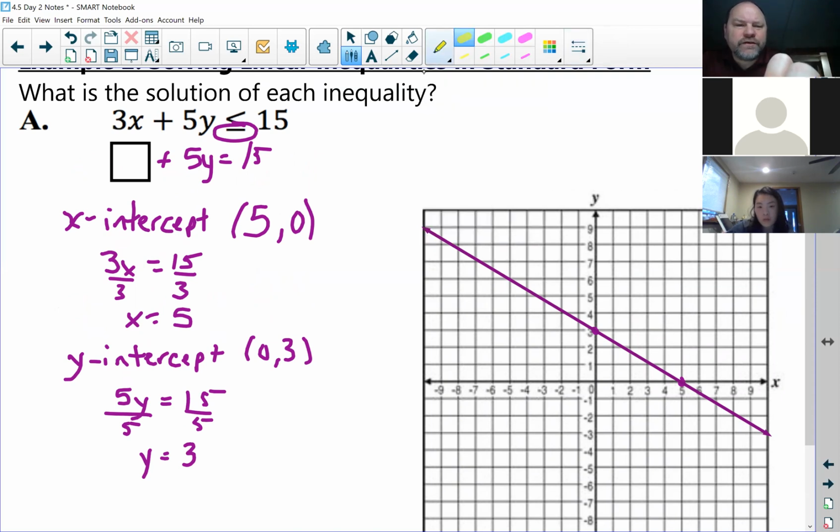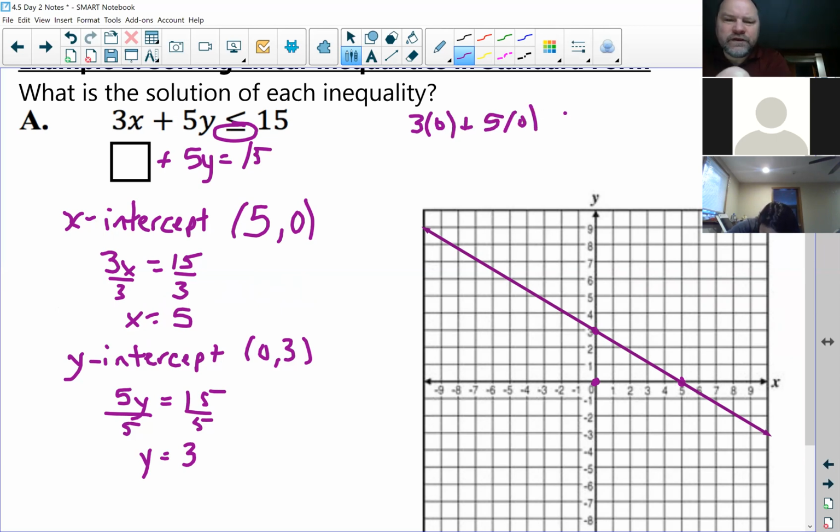And now for shading. So pick a point that's not on the line. Whenever possible, I'm going to pick the point 0, 0. And you'll see why in a hurry, why that's such a good point to pick. So I plug 0, 0 into my inequality. So I get 3 times 0 plus 5 times 0 is less than or equal to 15. When I multiply this out and add it together, I get 0. That's why I like using 0, 0 with standard form.